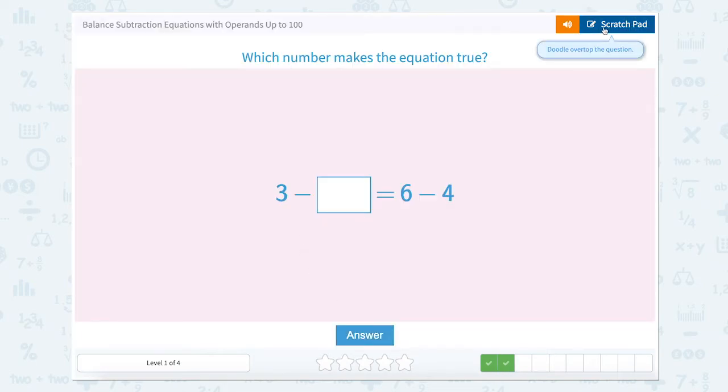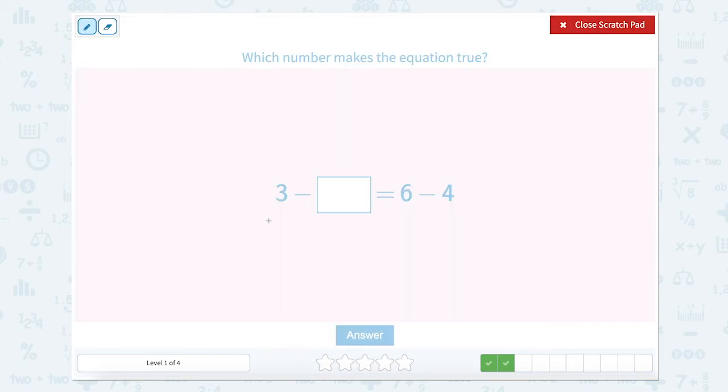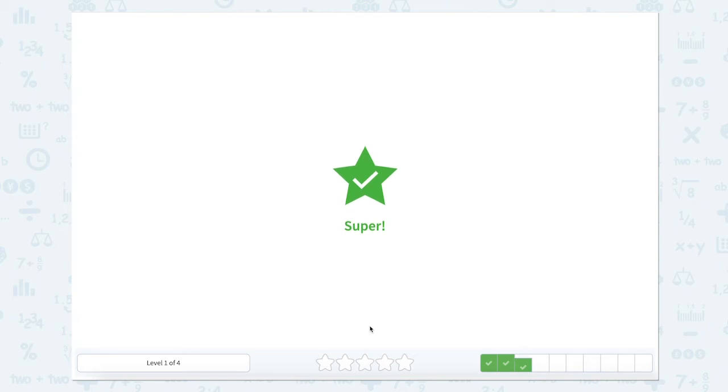What number makes the equation true? Let's use that scratch pad and look at the two sides of our equal sign. Before, we were able to solve the left side. Well, now we can solve the right side. So this is 6 minus 4. Well, 6 minus 4 is 2. So that equals 3 minus something. So 3 minus something equals 2. Since these are pretty low numbers, you might know automatically that 3 minus 1 will give us 2. So let's close that scratch pad. Type in 1 and answer that problem.